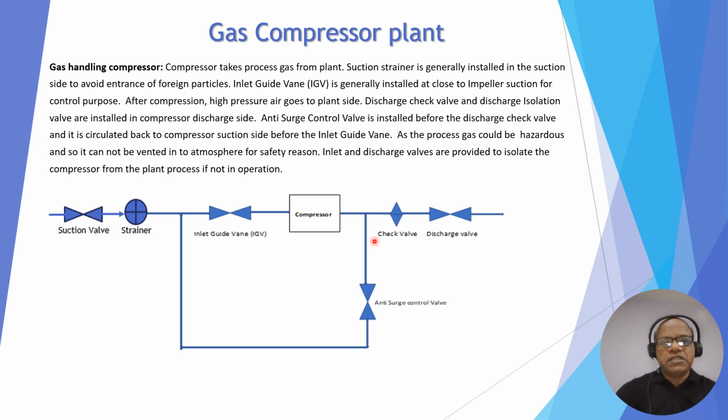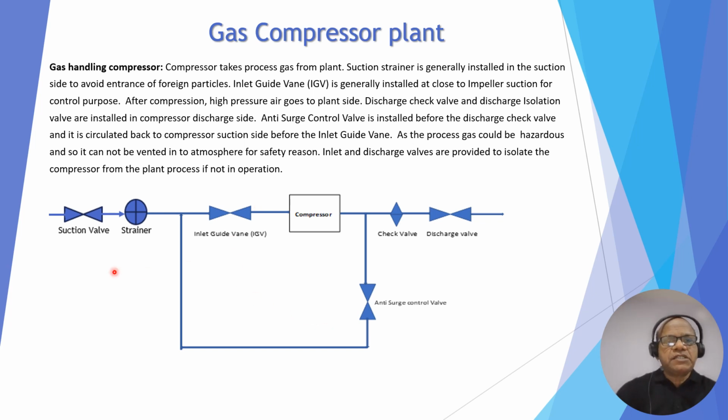But there is one anti-surge valve, in the same location, but it is again back to the suction of the compressor. Since the process gas can be hazardous and it is not safe to vent into the atmosphere, it has to be recirculated back to the upstream side of the inlet guide vane. The main purpose of this is surge control. If the compressor is going to surge, that has to be taken care of. The valve will open up, so the gas will be returned back to suction as per requirement.